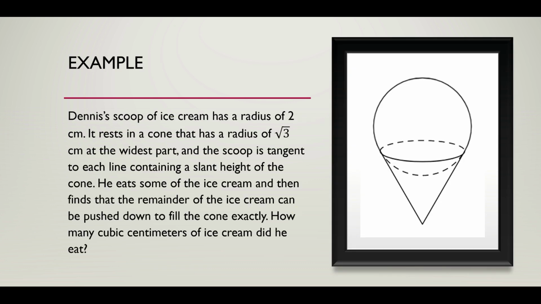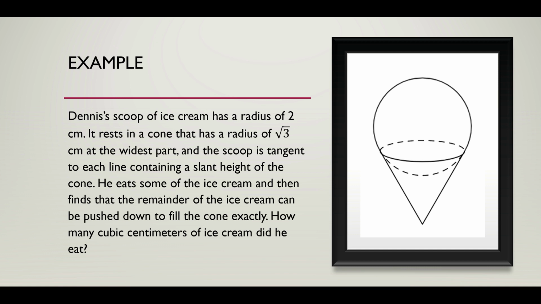Dennis' scoop of ice cream has a radius of 2 centimeters. It rests in a cone that has a radius of radical 3 centimeters at the widest part, and the scoop is tangent to each line containing a slant height of the cone. He eats some of the ice cream and then finds that the remainder of the ice cream can be pushed down to fill the cone exactly. How many cubic centimeters of ice cream did he eat?